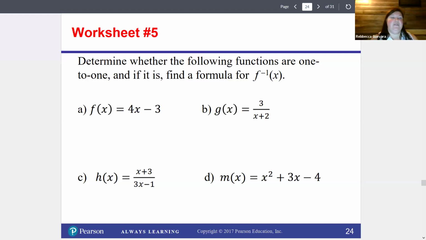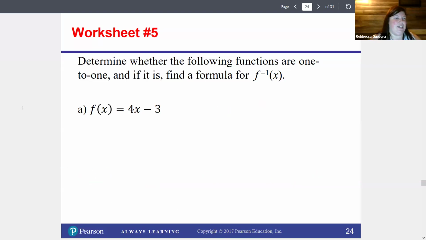Okay, so number 5, I've given you 4 functions. First you need to determine whether they're one-to-one, and then if they are, what their formulas will be. So one of them, I'll tell you, is not one-to-one. And for some of these, finding the formulas may be a little difficult, which is why they're here, so we can talk about how we're going to do that. All right. So we're going to focus on one function at a time.